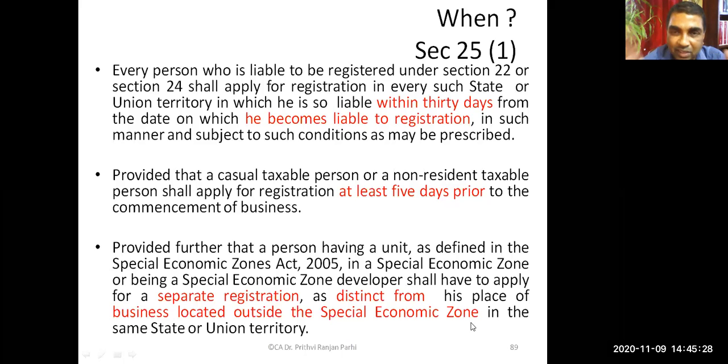So these three key points you need to remember. First, a normal person needs to apply for registration within 30 days. CTP and NRTP need to apply for registration 5 days prior to commencement of the business. And for SEZ, a distinct registration is required. Okay, is it clear up to this? Yes or no? Is it clear to you?